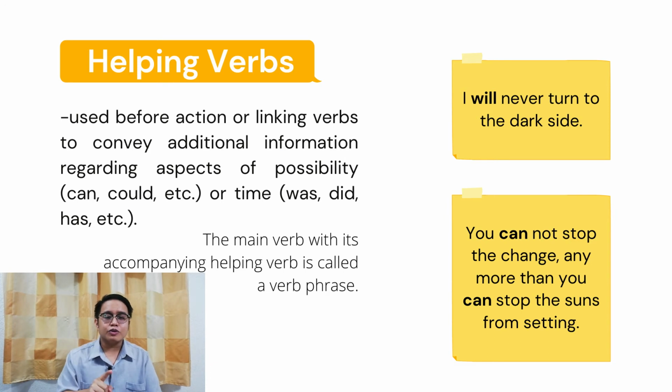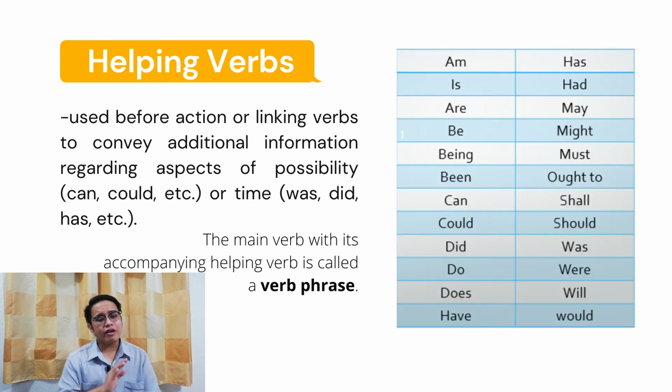And the main verb together with its accompanying helping verb is what we call a verb phrase. Mao ni siya ato gitawag nga verb phrase. Okay? Now here are the examples of the helping verbs that you are going to learn. And some of the helping verbs are also in the linking verbs. Okay? That's why it's important again to put the word is on the sentence.